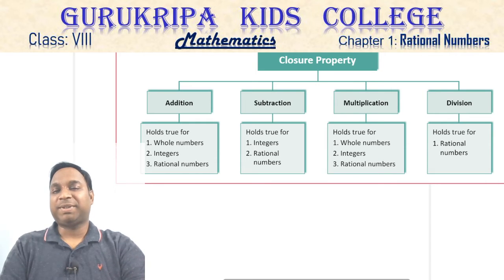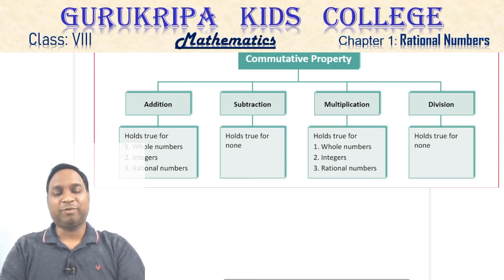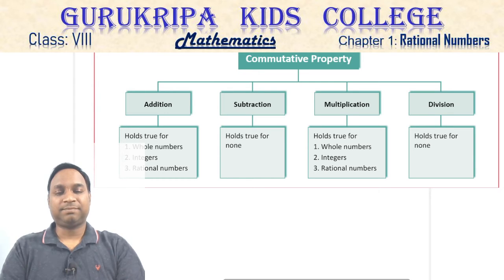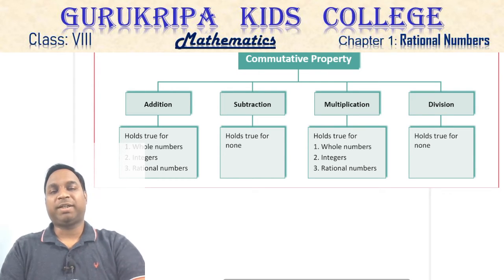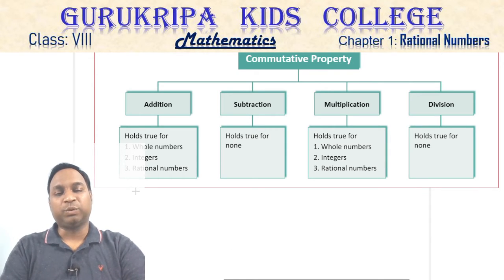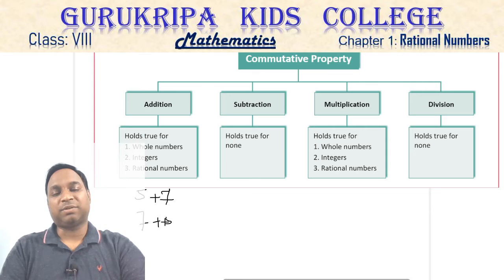What was the next property that we had seen? After closure property, we had seen one more property. What was that called? That was called the commutative property. What was the commutative property? It meant that order of addition does not matter. Let's say we have to add two numbers, say 5 plus 7. And if we do 7 plus 5, the order does not matter.